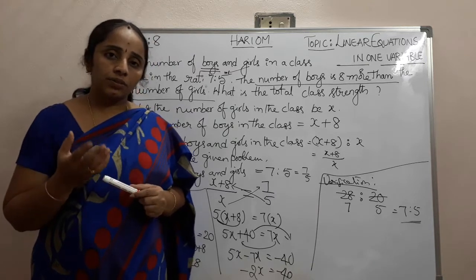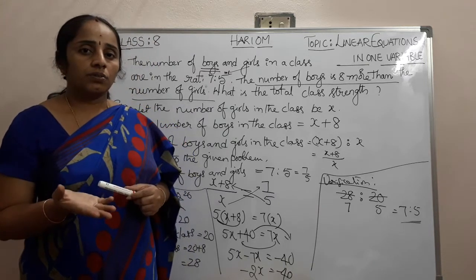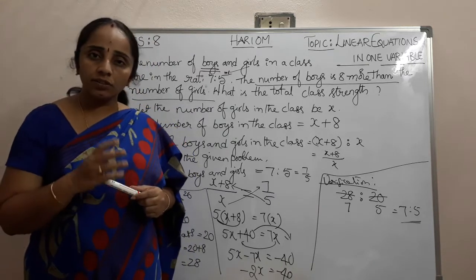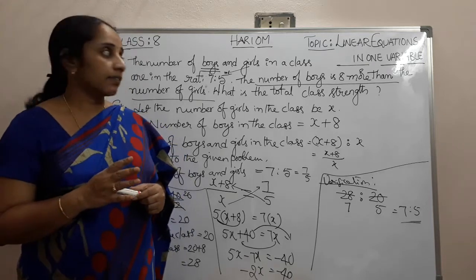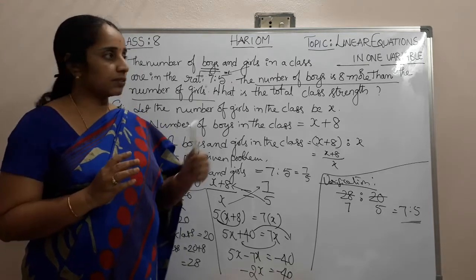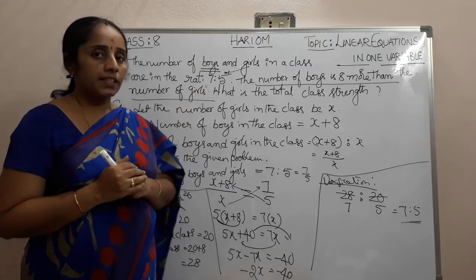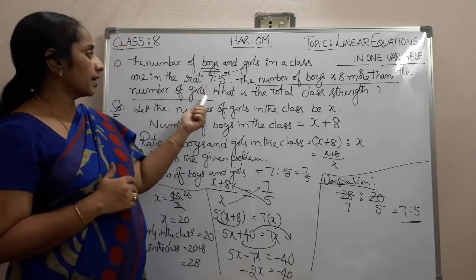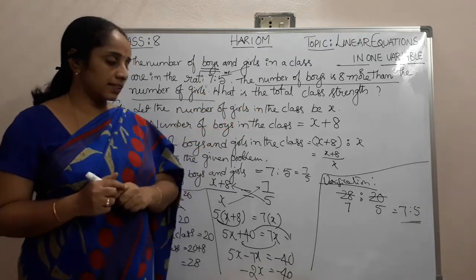Here the main concept is boys number is related to the girls number. And then, do you know the girls number? No. So whatever we have to find, that one we have to assume as x. Sorry, here they asked what is the total strength.